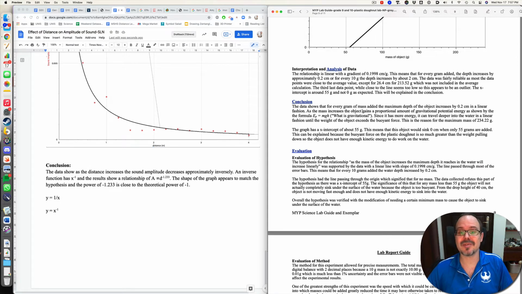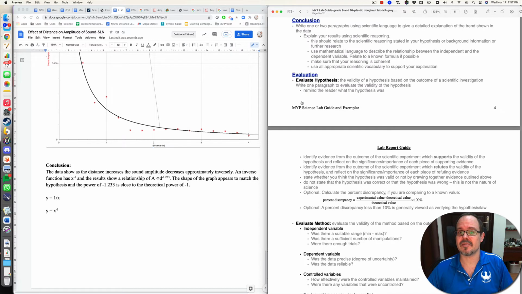Okay. Oh, so we need to relate this to theory. Well, we are right now. That's pretty good. What else do we need to have? Mathematical reasoning. I did that. Relate to a known formula if possible. I have that. Make sure my reasoning is coherent. Some people write too much. We don't need to write too much. That's pretty good. Use all appropriate scientific vocabulary to support your explanation. I use the word inverse. Theoretical power. That's pretty good.